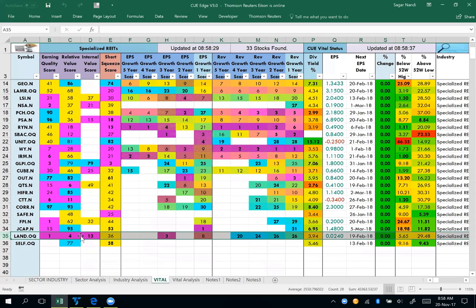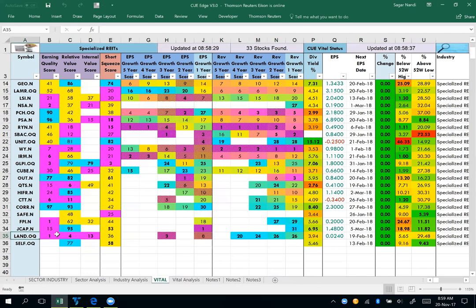From the color coding, we can instantly see that the stock LAND is having extreme valuation, both for relative valuation score and internal valuation score. Overvalued because the colors are in magenta. Earnings growth is also not that good. The revenue growth is strong relative to its peers. We identified LAND as an overvalued stock in the industry specialized REITs. The industry was strong before and is weak now.